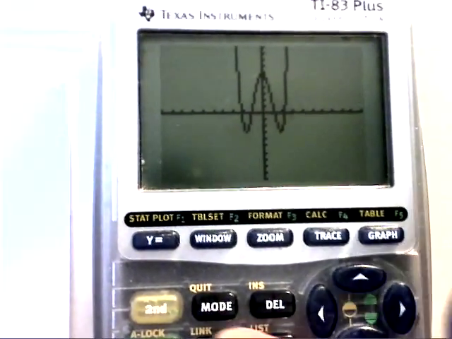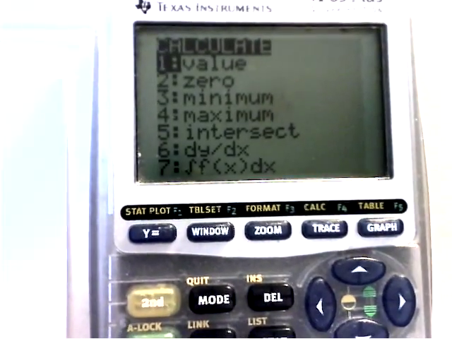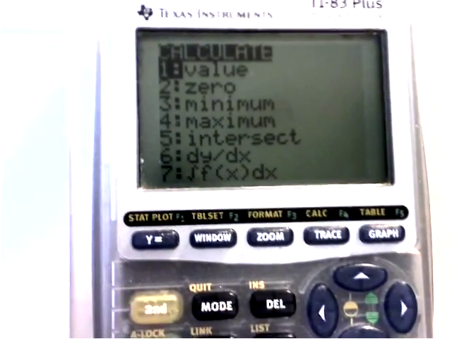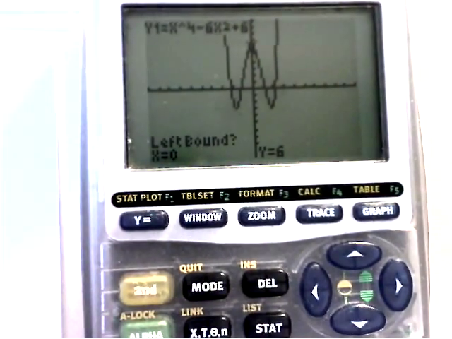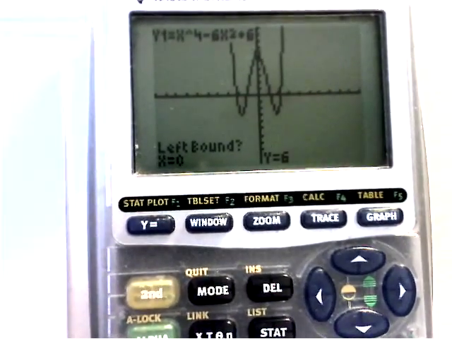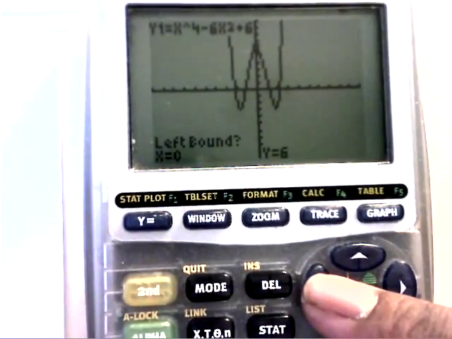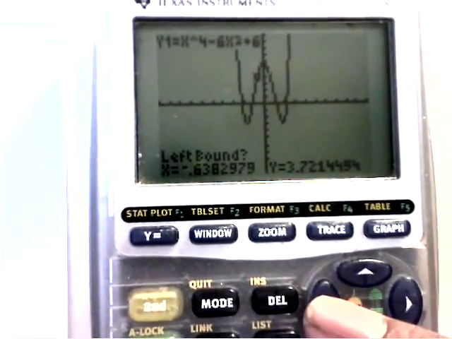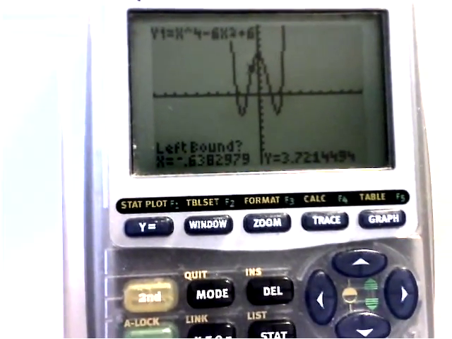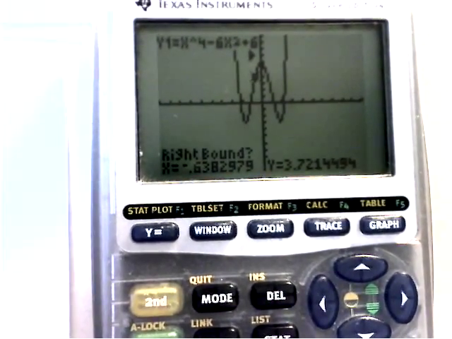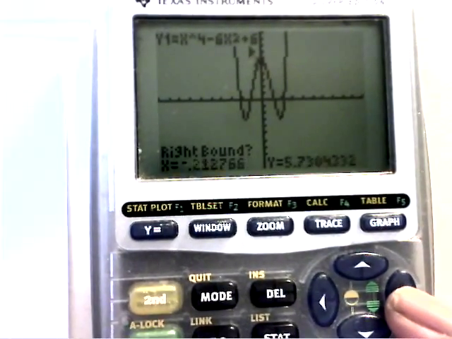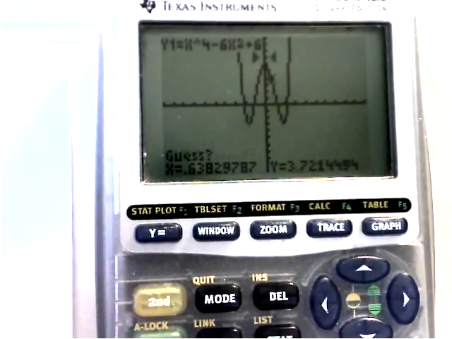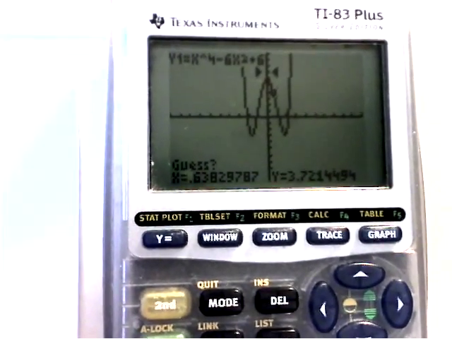Okay, so let's press second and trace to get the calculate menu. Now we're going to calculate the maximum. That's number 4. And as you can see here, the left bound. In this case, we want to position the cursor somewhere on the left-hand side of the highest point on this graph. So let's do that and then press enter. For right bound, we want to position the cursor on the right-hand side of the highest point of that graph, and then press enter. Then after guess, press enter.